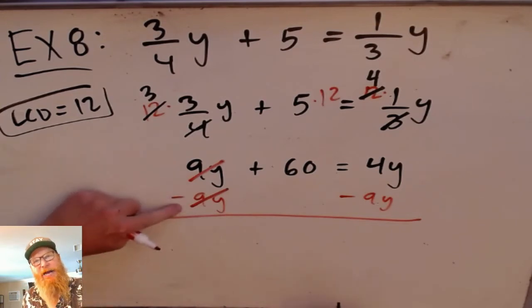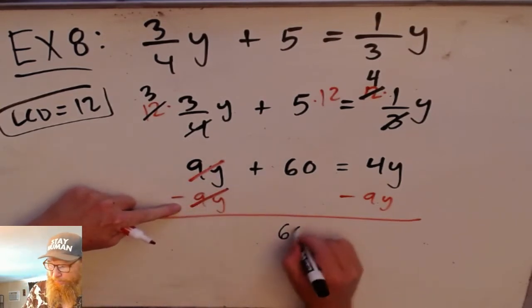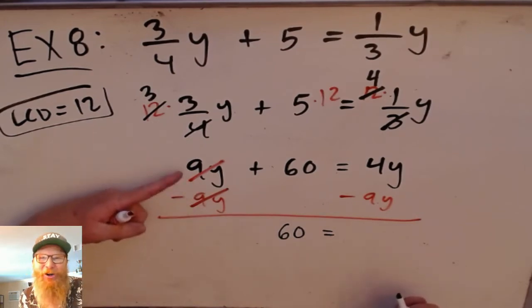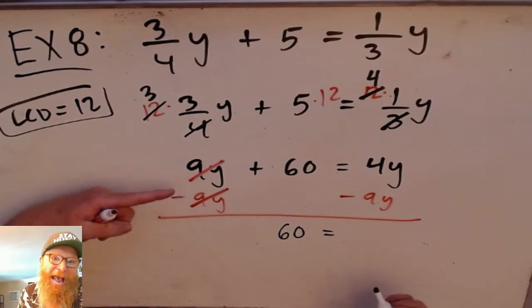So 9 minus 9, those are gone. That's another type of canceling, by the way. I try not to call that canceling. That's called adding to 0.